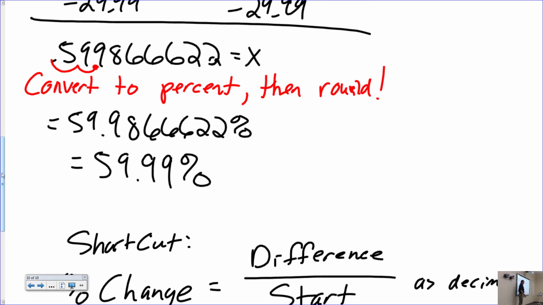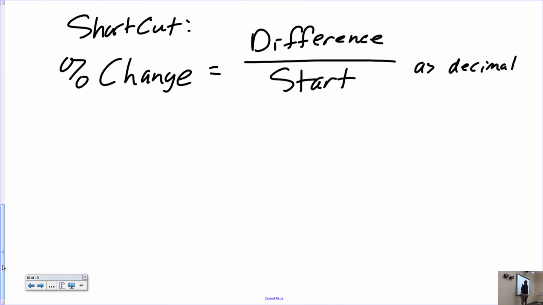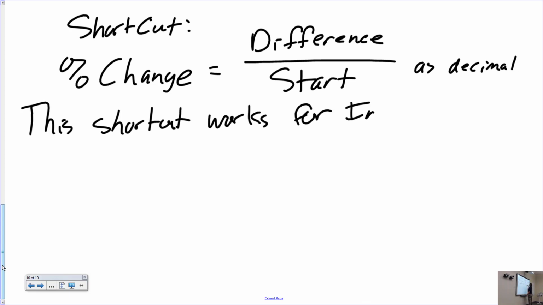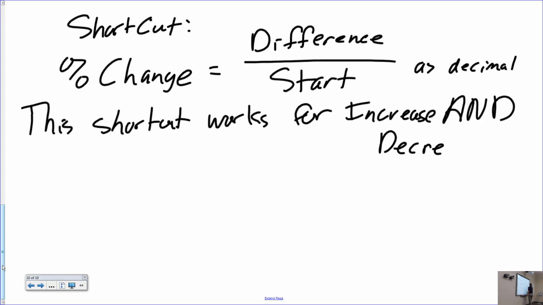0.5998666. That always works. And the cool part about it, folks, is that percentage change works for increase or decrease. Okay? This shortcut works for increase and decrease. Again, though, remember that you take the difference of the two numbers and divide by where you started. Do not just divide the two numbers. That doesn't work. Okay? So, really quickly, let's do a percentage increase problem, but just use the shortcut.